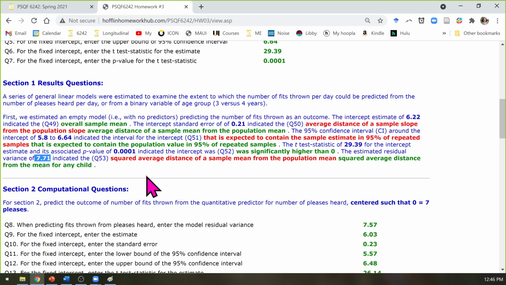So in variance, you're in squared metric. And this is a number that describes the dispersion of cases around the sample mean. So putting that together, the correct answer is that residual variance refers to the squared average deviation from the mean of any child. And it's from the mean because in this model, the only parameter that you have is the mean. So it's not a deviation from a regression line per se, because there's no x-axis to make the line out of.